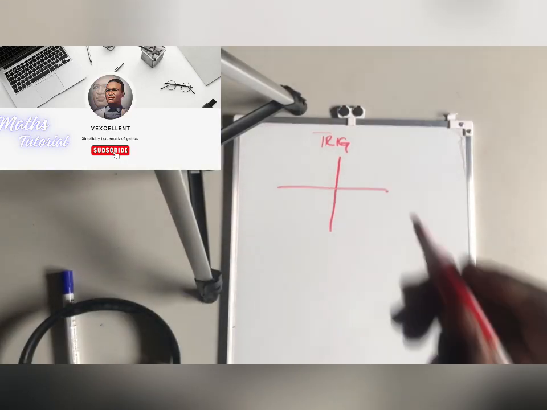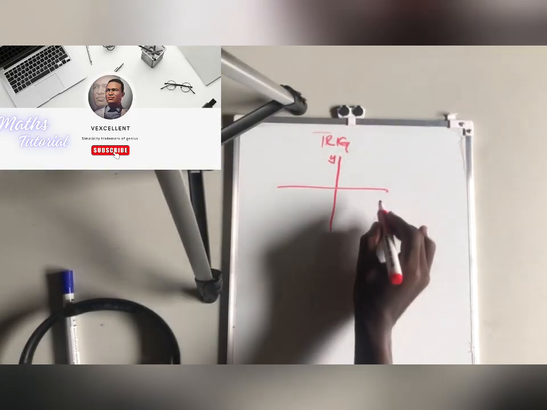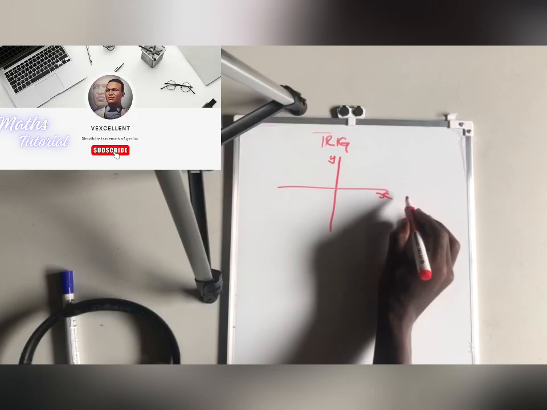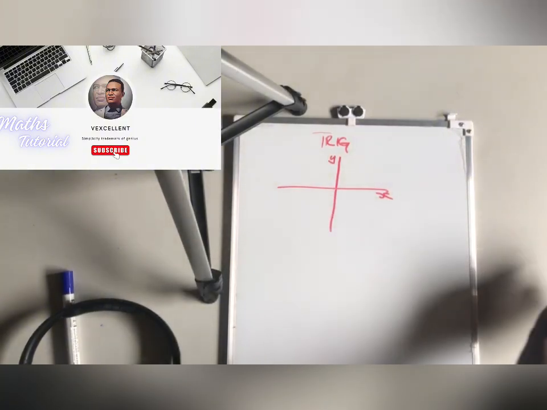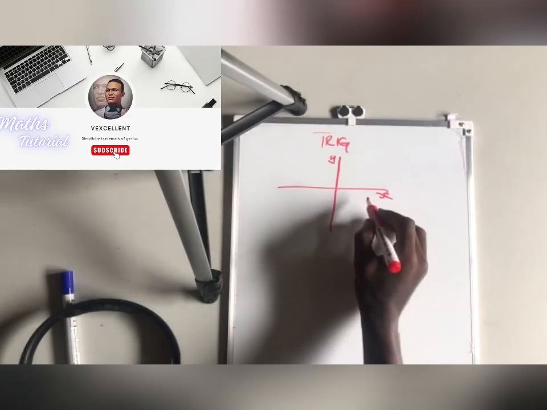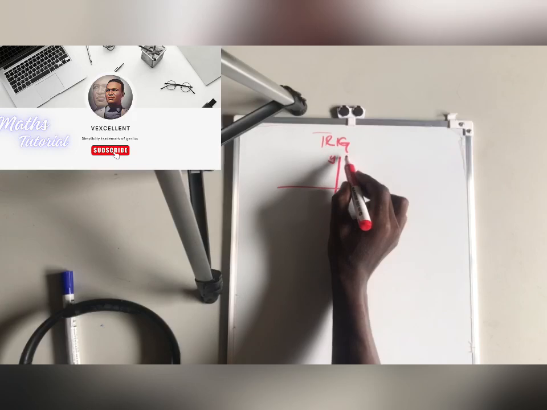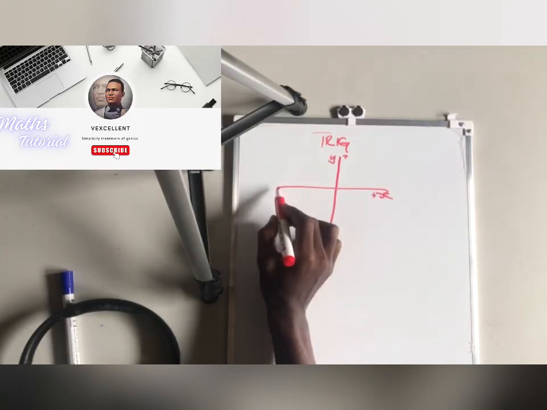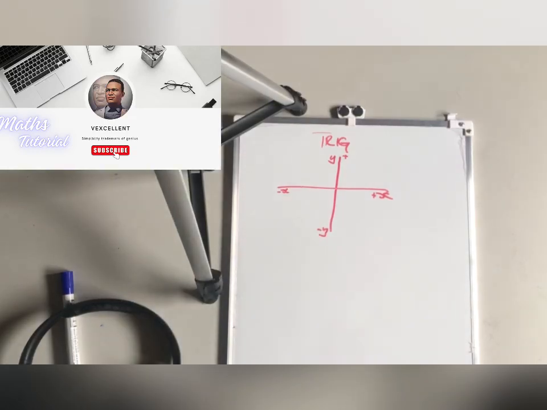The vertical line we call the y-axis, and the horizontal line we call the x-axis. We have the y-axis and the x-axis, and we have to identify the axes. From here until infinity, all numbers here are positive. Here your y is positive, here your x is negative, and here your y is negative. That's how a Cartesian plane looks.